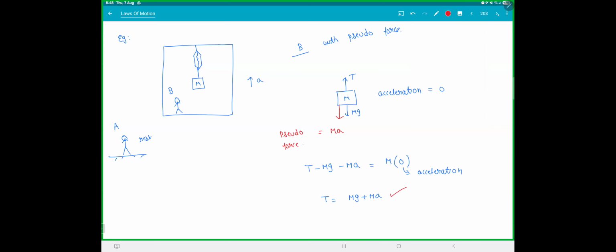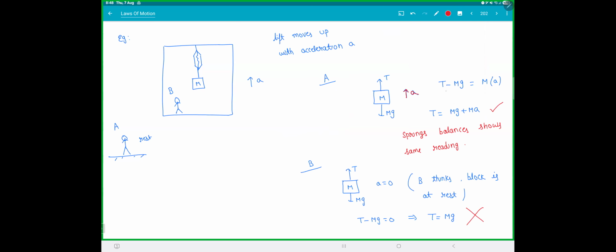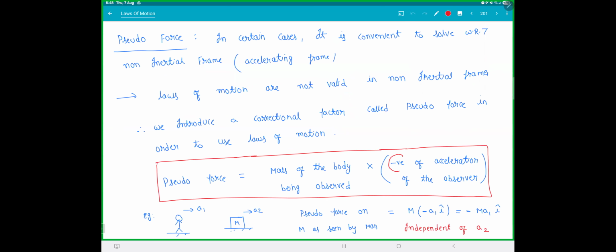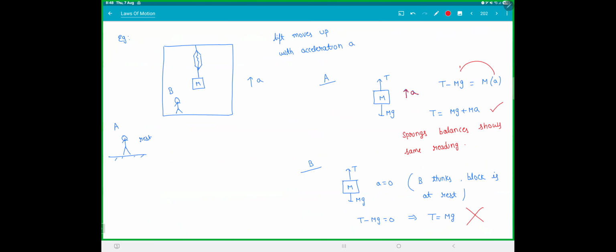So indirectly, what did we do? T minus mg is equal to ma. We took this ma term and we shifted it to the left hand side and we started calling it pseudo force. Isn't that what we're doing mathematically? That was the reason the pseudo force came out to be mass into negative of acceleration. The reason you're getting a negative sign is because you're shifting it from the RHS to the LHS. And that's not a force term, that is an acceleration term. So you created a mathematical term called pseudo force and you're introducing it to make your equations right. So the pseudo force doesn't exist.